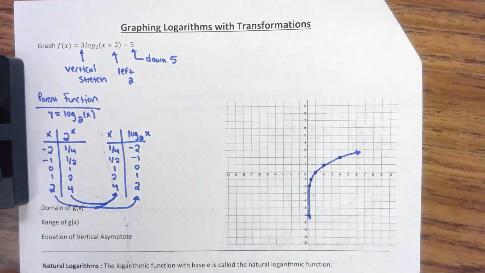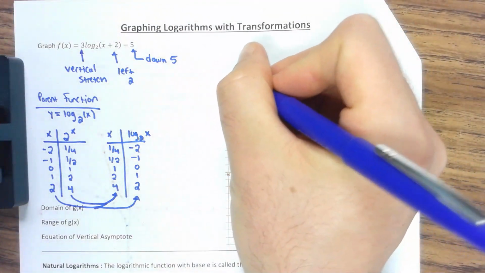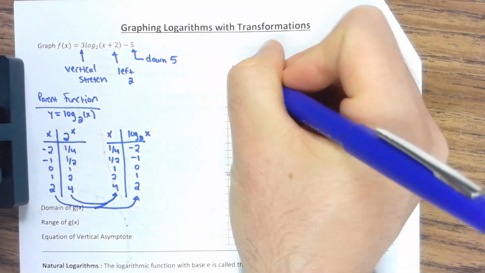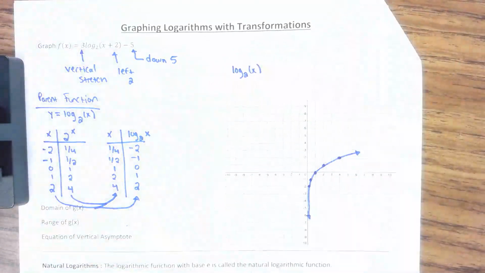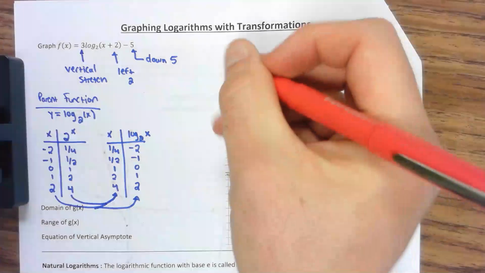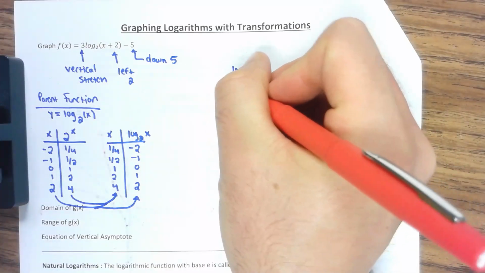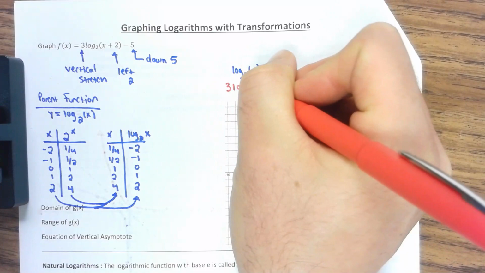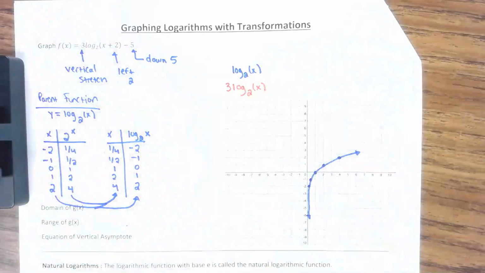I'll use different colors here. Right now in blue, this is log base 2 of x. And then since we have a vertical stretch in here and horizontal and vertical shifts, we have to do this in 2 different steps to apply these transformations. And this is one thing we covered when graphing exponentials. We have to start by applying the vertical stretch. So we're going to actually do 3 log base 2 of x.